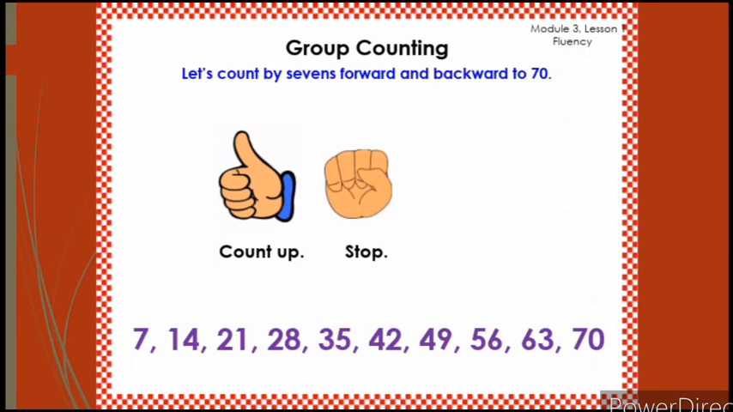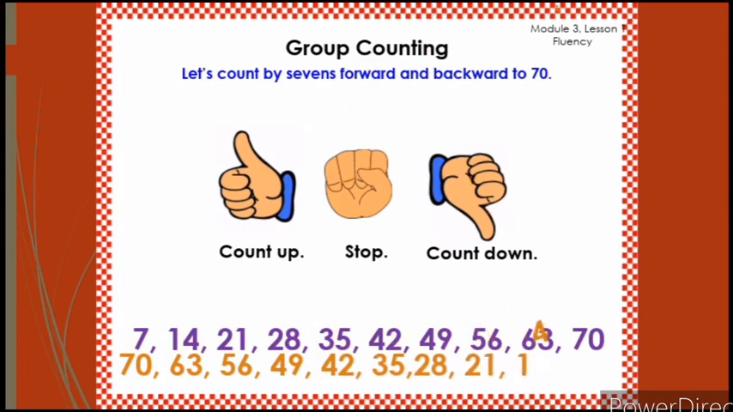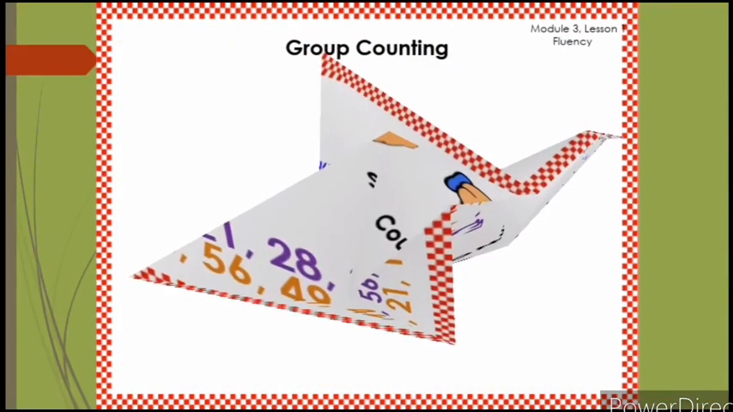I believe you did. Now let's do the opposite. We're counting down now. So we start from what? 70. Great. So we have 70, 63, 56, 49, 42, 35, 28, 21, 14, and 7. This is interesting. Okay, let's count in 8s.